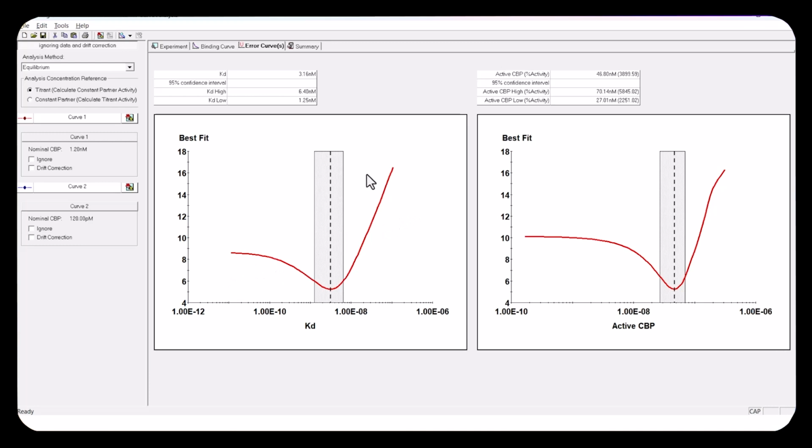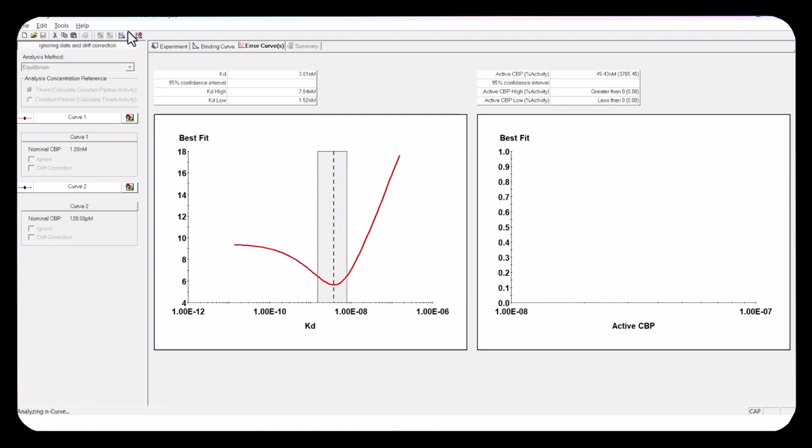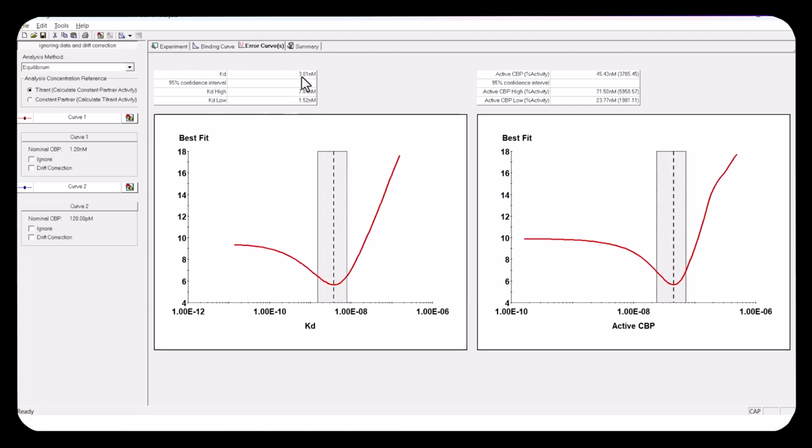This looks pretty good. So now what I want to do, this is with the data point ignored, but I've unignored it. So I'm going to click reanalyze, and I want to see how this changes. So when I reanalyze with that point, okay, this has shifted from 3.2 to 3.8. The confidence interval has shifted a bit too. It's from 1.5 to 7.8. And this is from 23 to 71. So these numbers have not changed significantly.